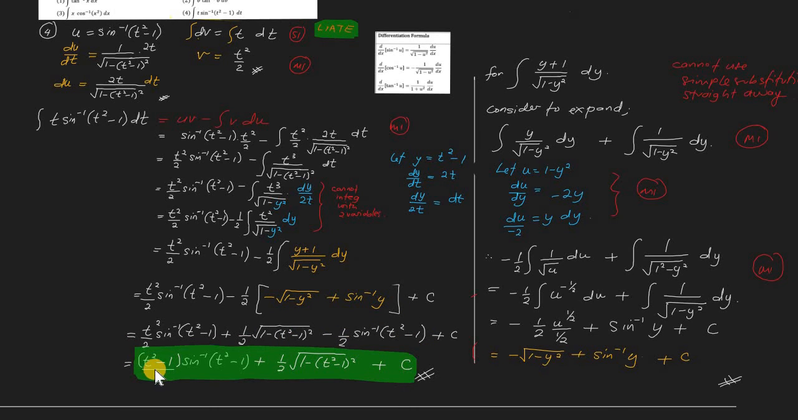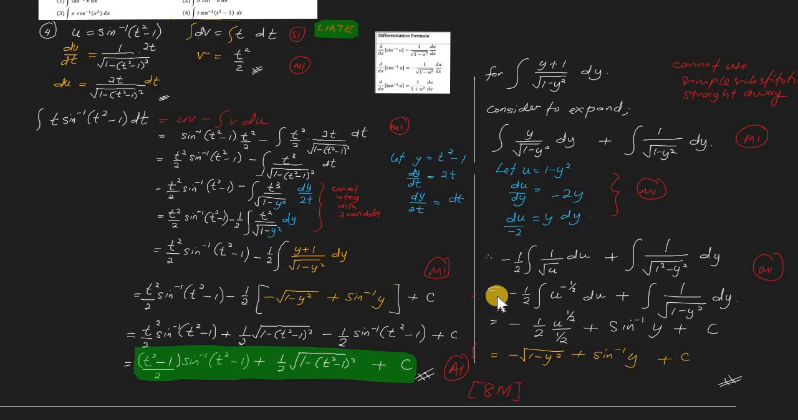And then here I'm trying to factorize it, because I can see that there's an inverse sine with 9 minus t square minus 1. So this is t square over 2 minus half, so half of t square minus 1. Replacing the values back in terms of t, that will be the last answer. Right, how many marks does this question carry?